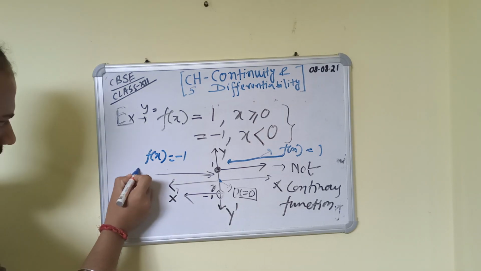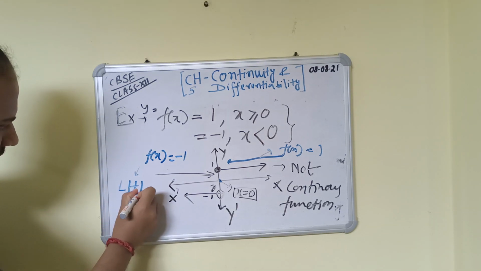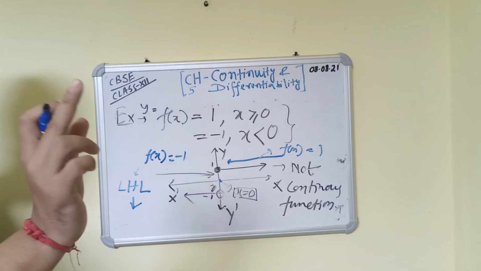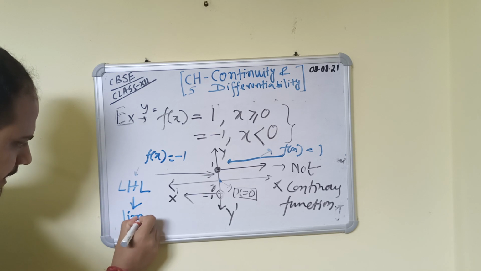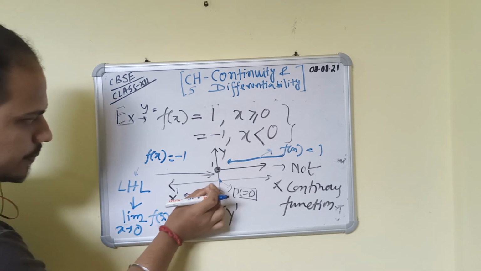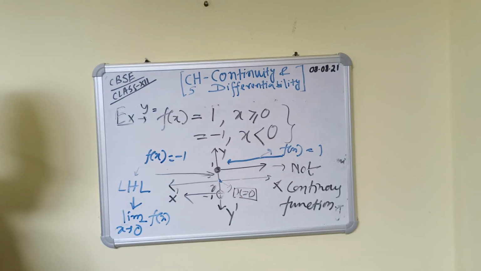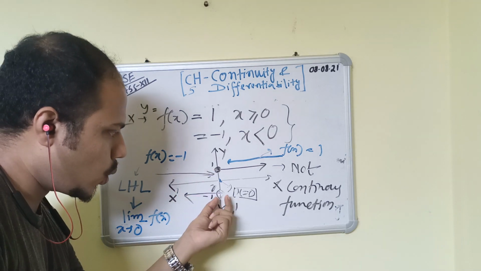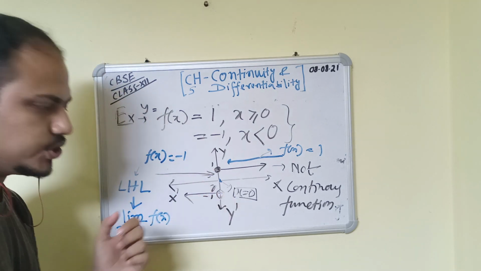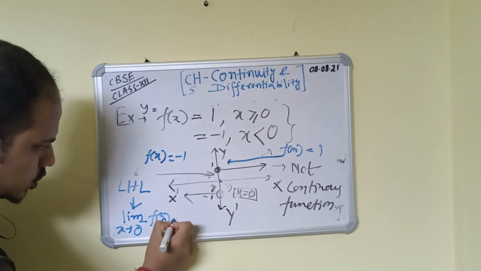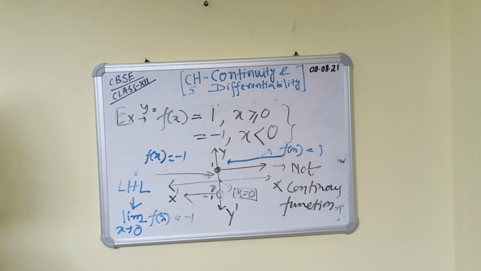So that is actually the left hand limit. And how can we represent the left hand limit? Limit x tends to 0 negative f(x), because we have to check at x equal to 0. x negative means it comes from the left side close to 0. So that's why 0 minus f(x). So the left hand limit, x tends to 0 minus f(x), equals minus 1.